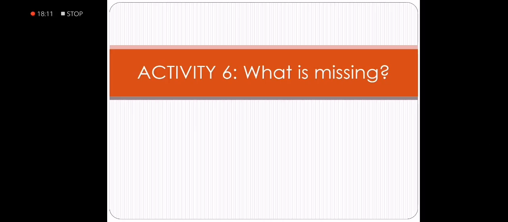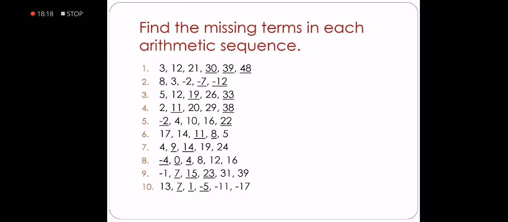For activity number 6, you will be asked to find what is missing. Here the answers are already given, so all the underlined ones are our missing numbers. Find the missing terms in each arithmetic sequence. By the way, before we get our missing terms, we have to take note that we need to know what our common difference is, in order to find the missing terms.